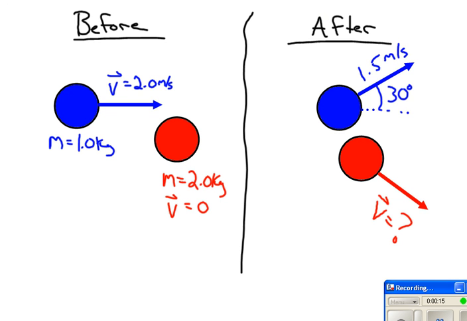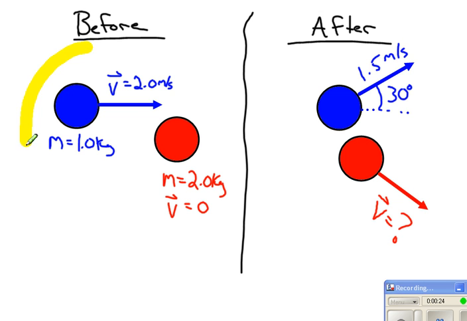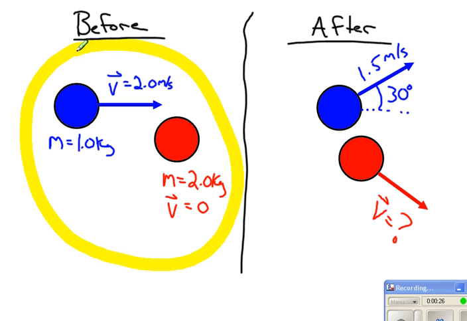All right, so here's the problem that we're going to approach. We have two objects, blue and red over here. In the before situation, we have the blue object moving with a velocity of 2 meters per second to the right. It's got its mass, 1 kilogram. We have our red object that's stationary. It's got a mass of 2 kilograms.